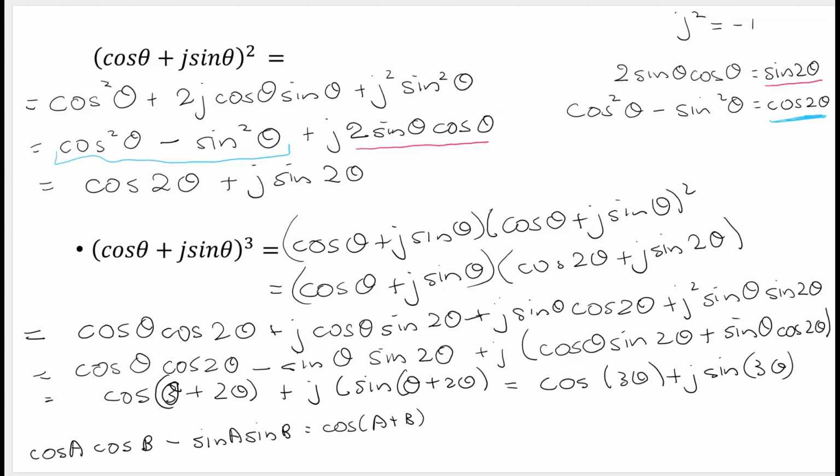Now, isn't that handy? That's the same kind of rule as we got from squaring it. When we squared it, we got cos 2 theta plus j sine 2 theta. When we cubed it, we got cos 3 theta plus j sine 3 theta. Okay, let's take a bit of a leap forward and write out the rule, generalizing this: if we have cos theta plus j sine theta to the power of n, that is equal to cos n theta plus j sine n theta. Okay, so I'm going to put that in a square.